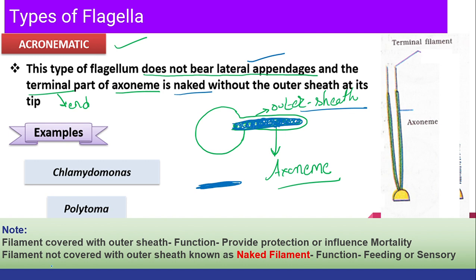This is your axoneme, and then we have the outer cover. The outer cover will go only until here. This terminal part is going to be without the outer sheet, so we call it naked. Examples are your Chlamydomonas and Polytoma.